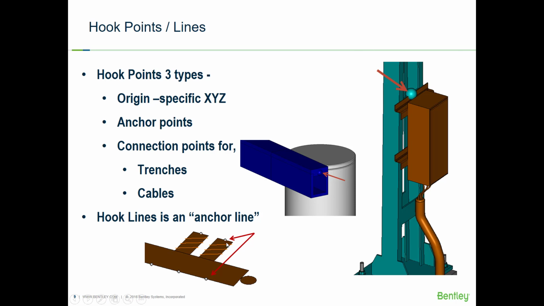We also have hook points where we can connect cables in the 3D model. The cables in the 3D model will provide the system with information: what type of cable it is, the cable name, and the from and to information. And also, if we have a trench, we can associate that cable with a trench, so we know where it's physically routed.